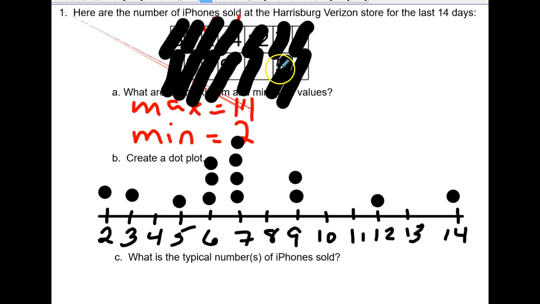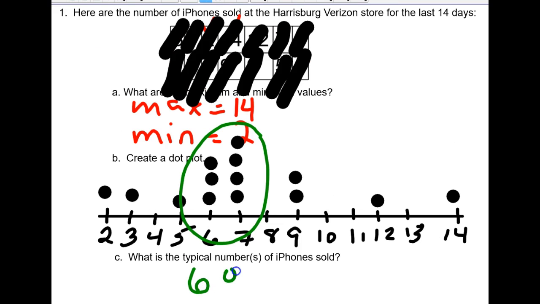That's our dot plot. Then for C, the last thing we need to do is look at the data and say, what is the typical number of iPhones sold? So when we look at this data, I'm noticing that we have a cluster right here. So I would say the typical number would be between 6 or 7.